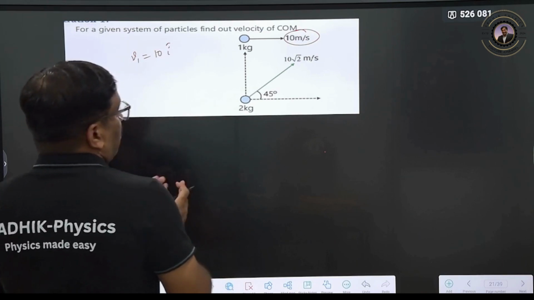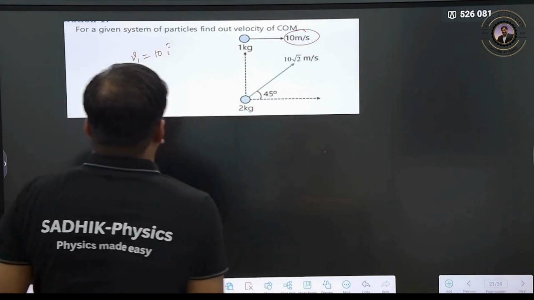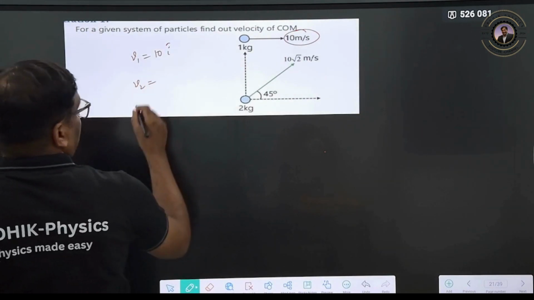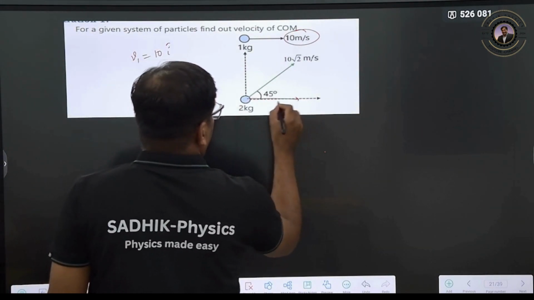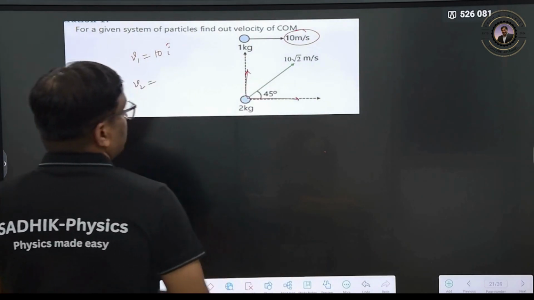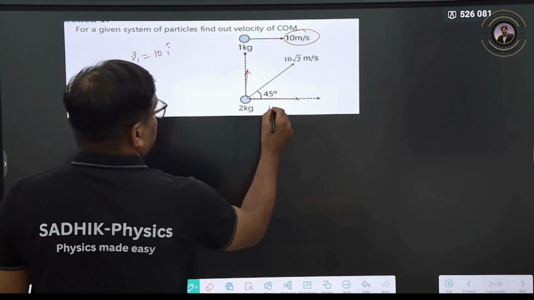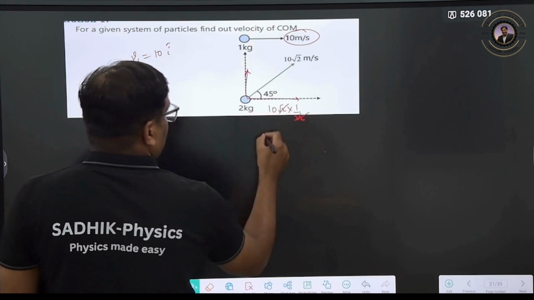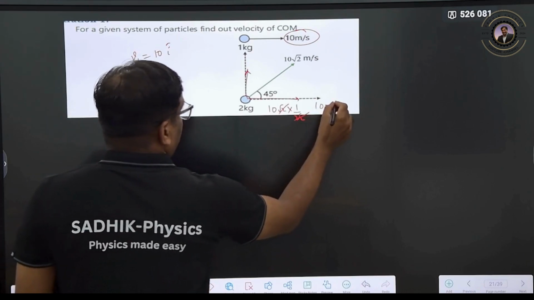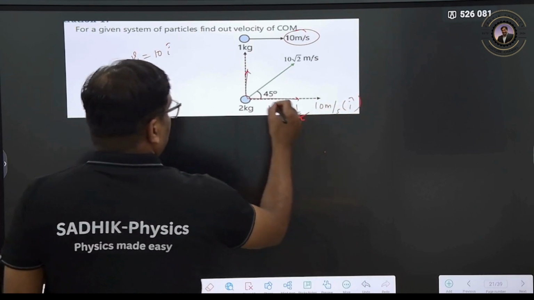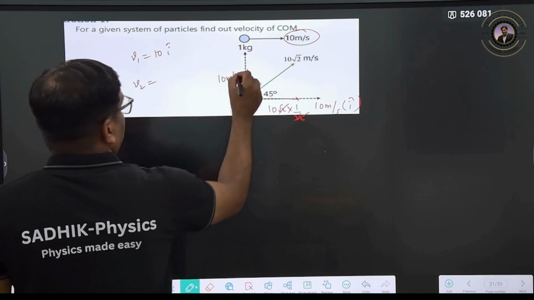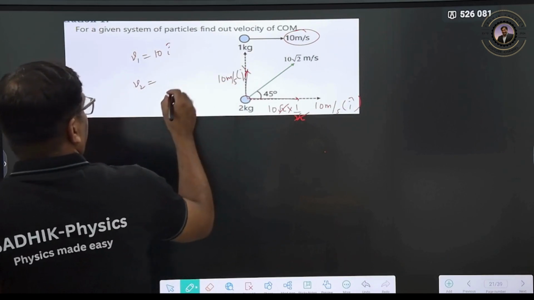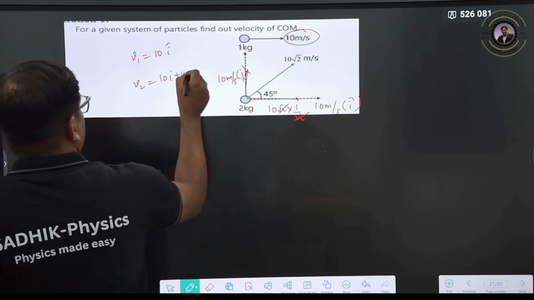So this is your how much now? One more, 2 kg. So the velocity of this 2 kg, what will you get now? This side velocity is also there. Therefore you can rewrite it as 10 root 2 into cos 45, means 1 by root 2 gets cancelled out, no. 10 meters per second along the x axis and 10 meters per second along the y axis, j cap. So 10 I plus 10 j.